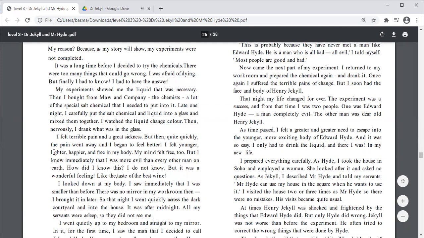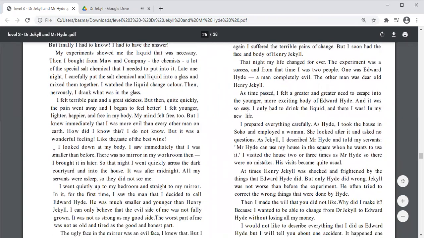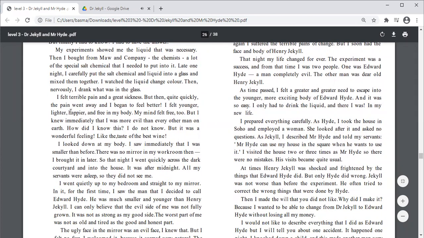I felt terrible pain and a great sickness. But then, quite quickly, the pain went away and I began to feel better. I felt younger, lighter, happier, and free in my body. My mind felt free too, but I knew immediately that I was more evil than every other man on earth. How did I know this? I do not know, but it was a wonderful feeling, like the taste of the best wine.